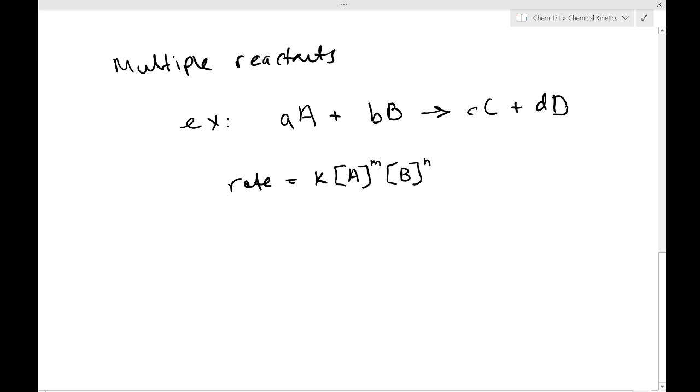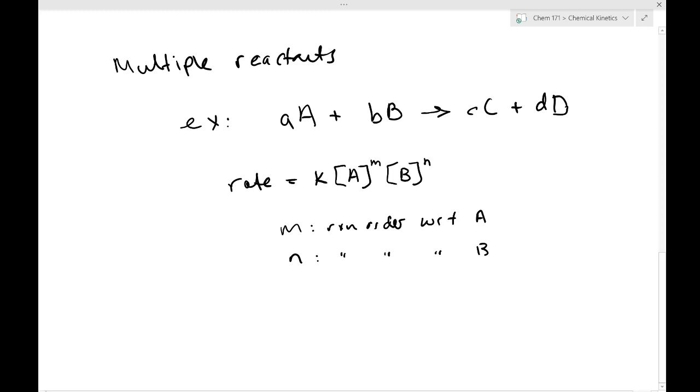M and n here are both orders of the reaction. M is the reaction order with respect to A, and n, in this case, is the reaction order with respect to B.